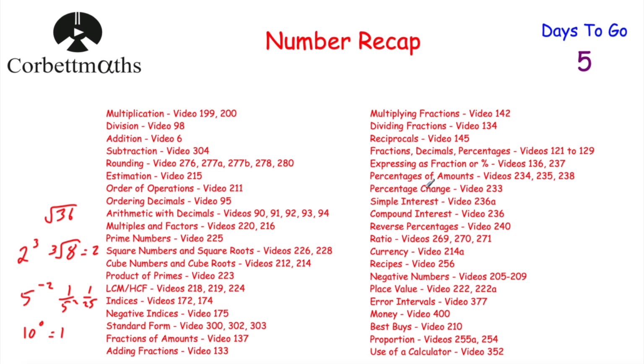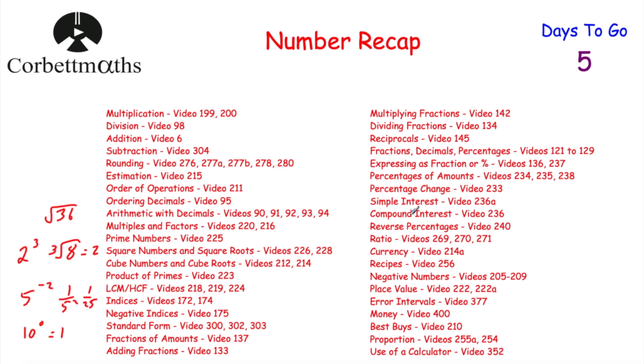Percentage change, that's change divided by original times 100. Simple interest, well, that's where the interest stays the same every single year. So you just work out whatever percentage it is and then just add that amount on every single year. The percentage doesn't change. Compound interest, for calculator questions, I would definitely use initial multiplied by the multiplier to the power of time. For non-calculator questions, then you would do it manually.